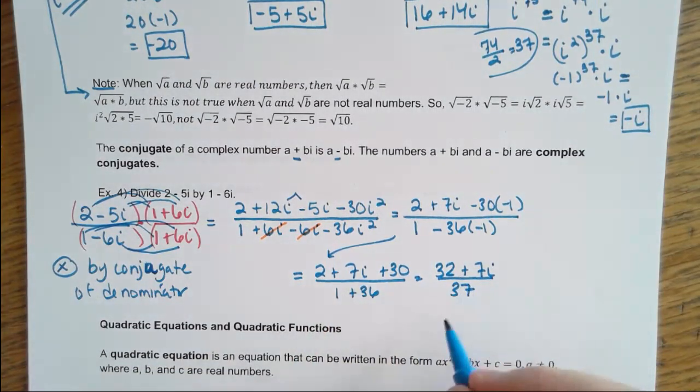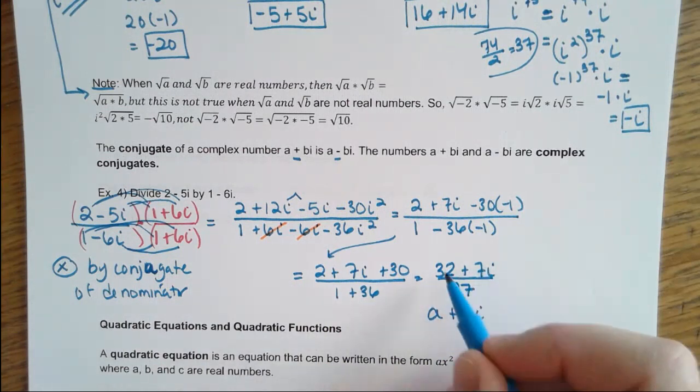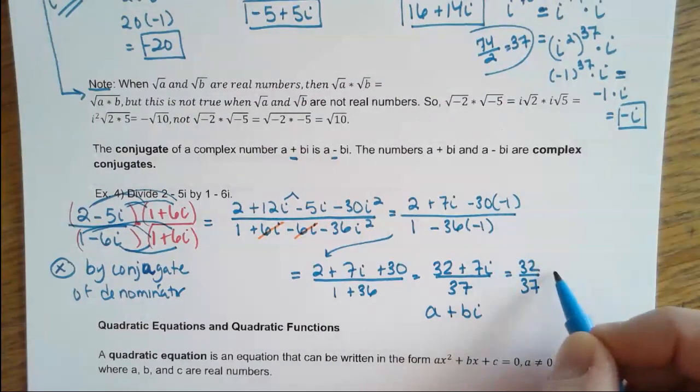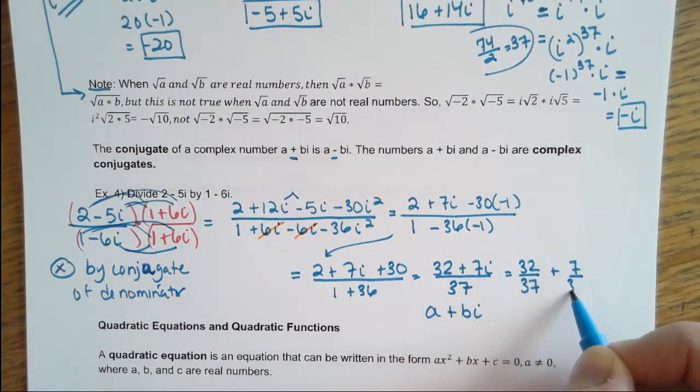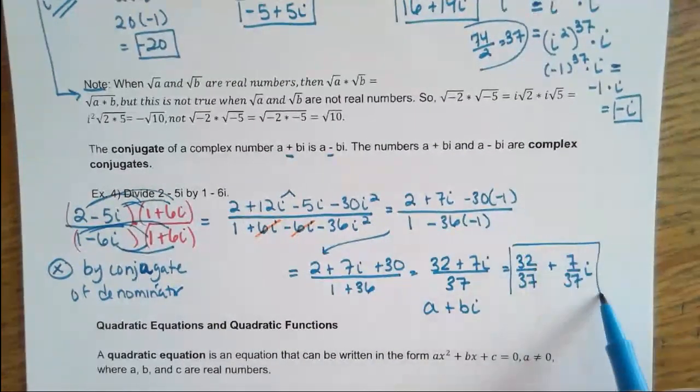Now we're basically done, but don't forget we want to write our final answer in a plus bi form. So I actually do have to separate out the fractions here. So I'd write it as 32 over 37, which is the real part, and then 7 over 37 with the i for the imaginary part. If you could simplify your fractions, you would, of course. I can't though, so I'm done.